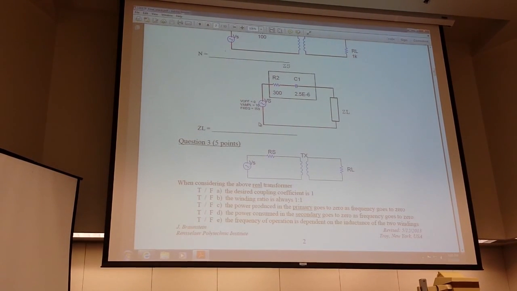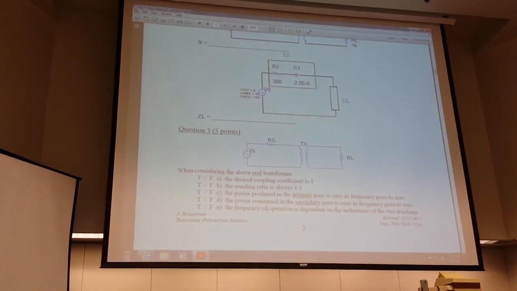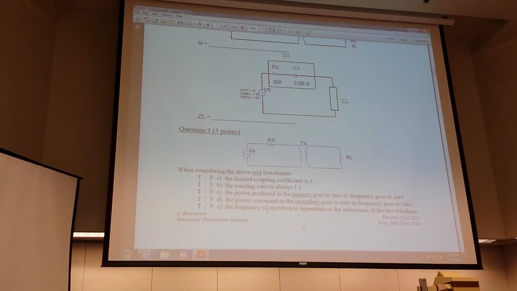Some questions about real transformers. The desired coupling coefficient is 1. Is that true? Yeah, of course. I mean, that's your goal. You want strongly coupled inductors. Otherwise, it's not really a transformer. The winding ratio is always 1 to 1. Well, hopefully we agree that's not true because we actually looked.